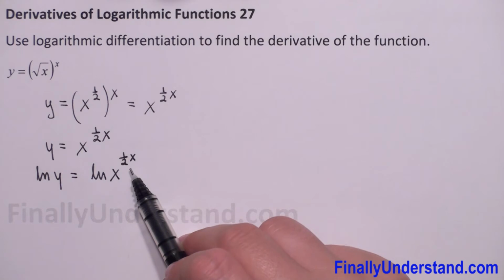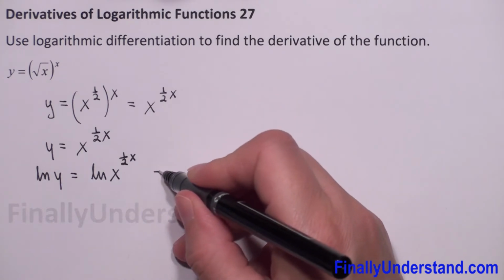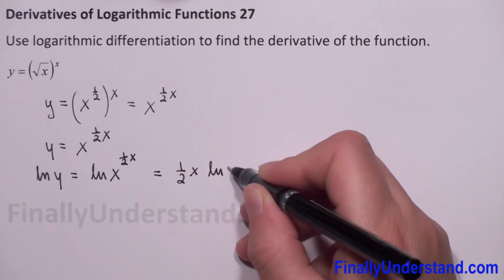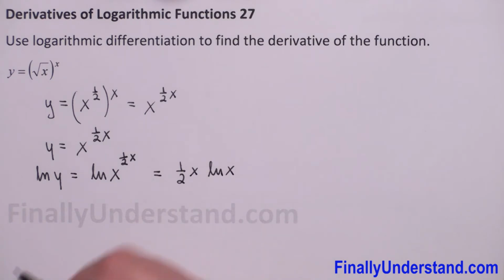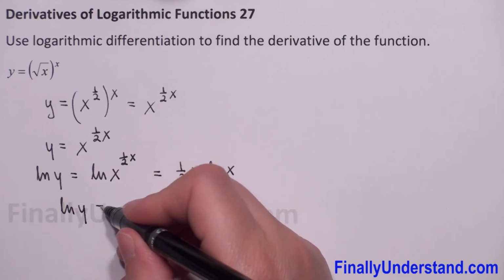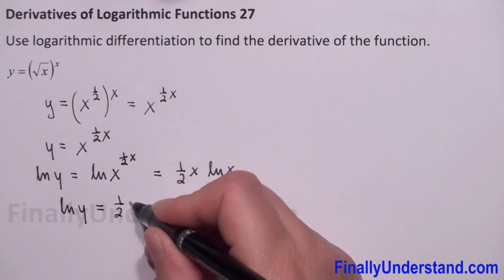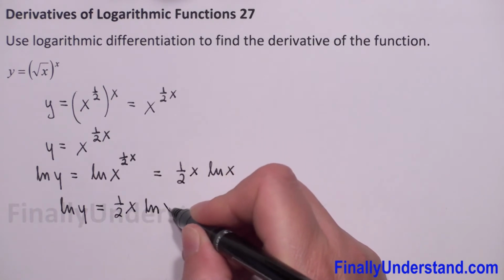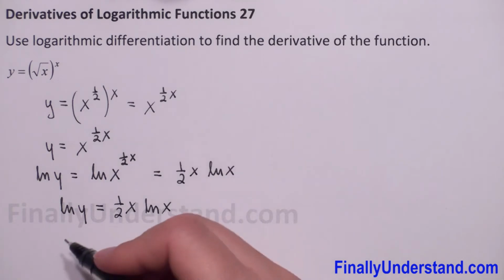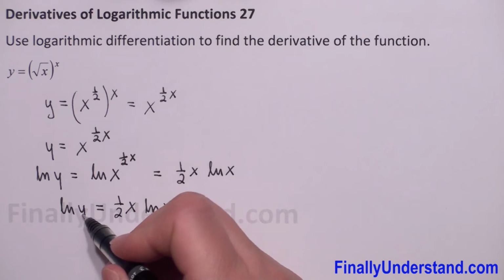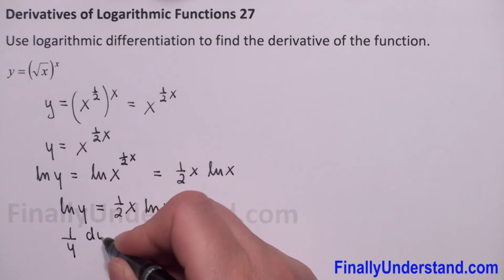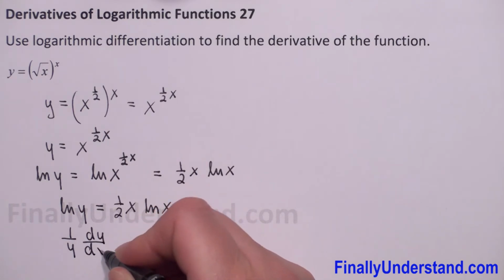So now we can use properties of log, so this is equal 1/2 times x times natural log of x. So we can write our equation, natural log of y is equal 1/2 times x times natural log of x. Now we will take derivative. So we have derivative of natural log of y is 1 over y times dy with respect to x.